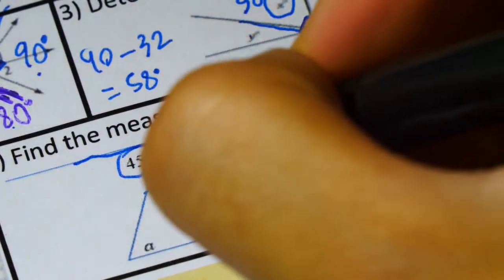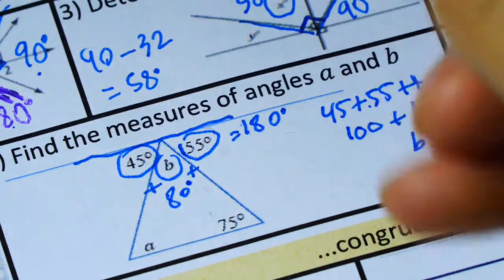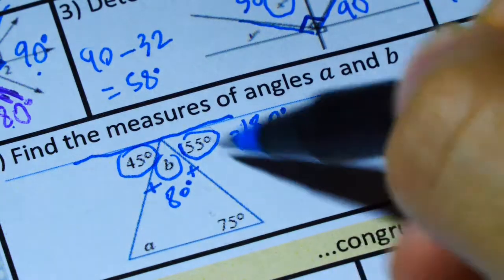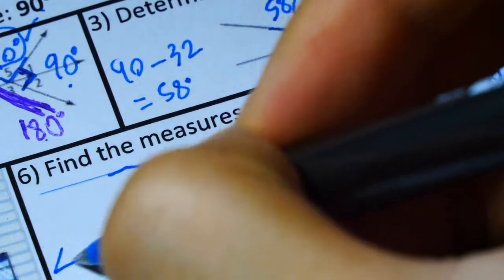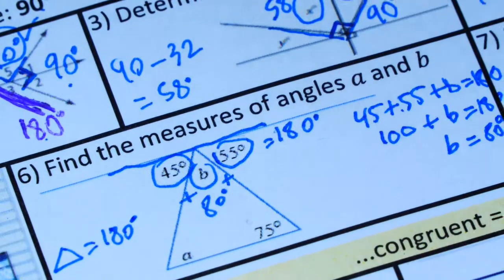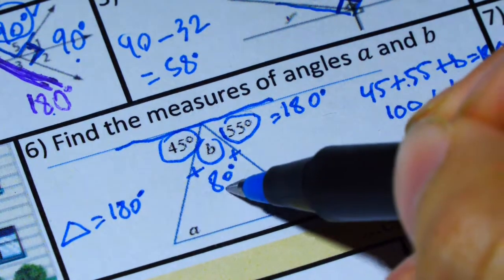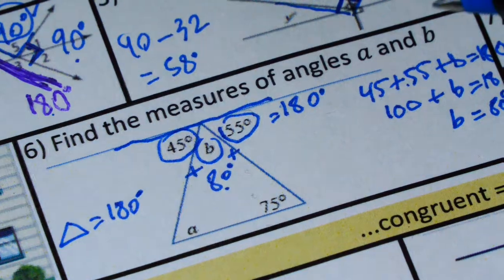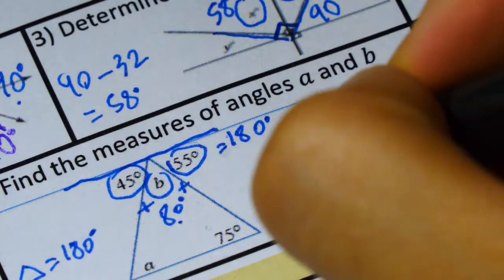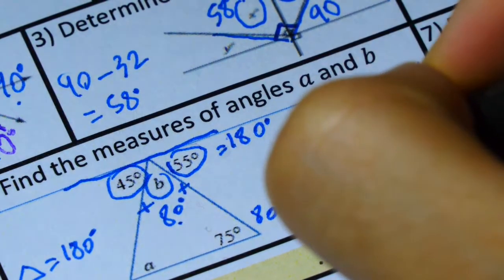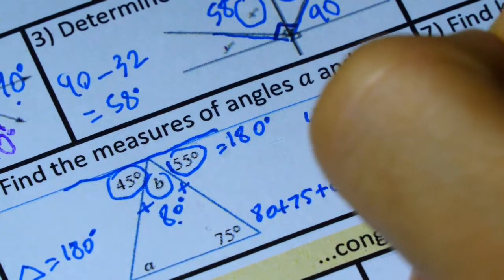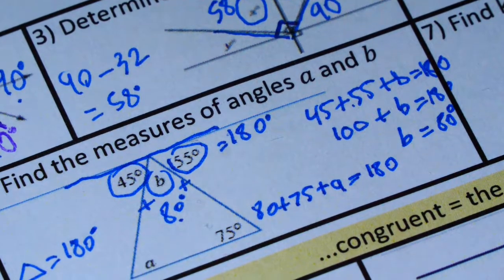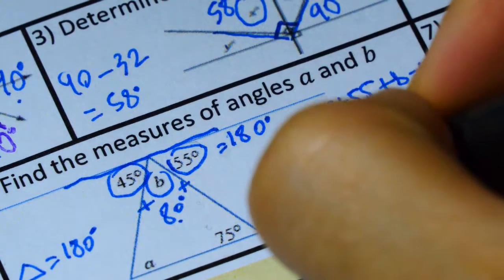Now if b is 80, now we have a triangle. And we know triangles make 180 degrees. So 80 plus 75 plus a should make 180 degrees. 80 plus 75 plus a equals 180 degrees. 80 plus 75, 155.